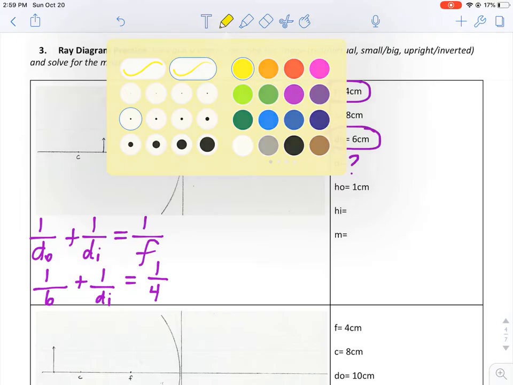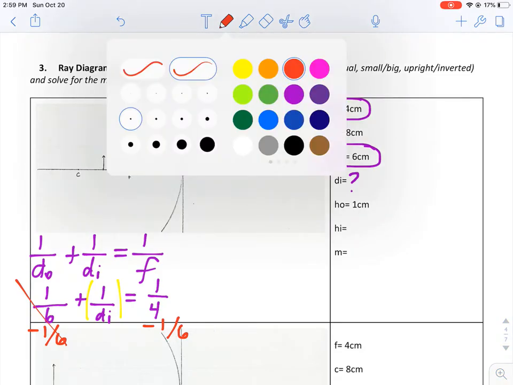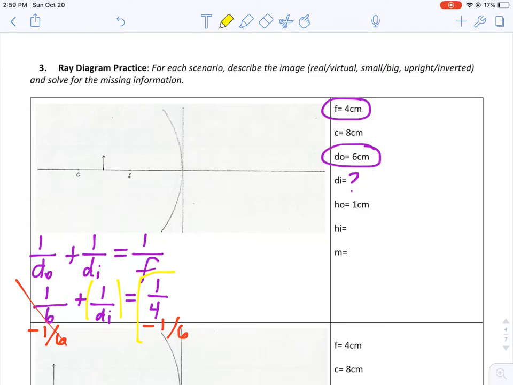Now, to get this 1 divided by DI by itself, we need to subtract 1/6 from both sides. Now your calculator is pretty smart here, and it will allow you, without parentheses, to type that whole thing in there. So you should type in 1 divided by 4 minus 1 divided by 6, press enter. Now that number is not our final answer, because that number, whatever it is right there, equals 1 divided by DI.